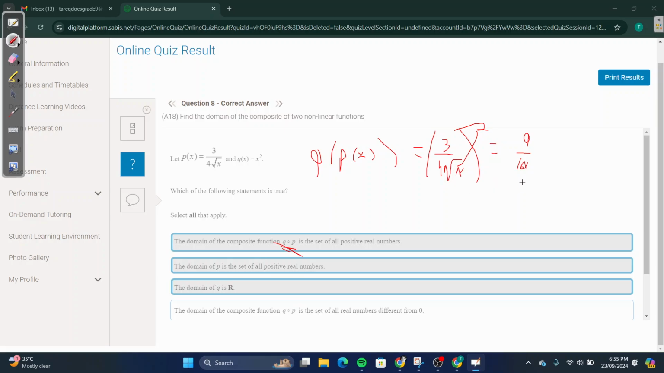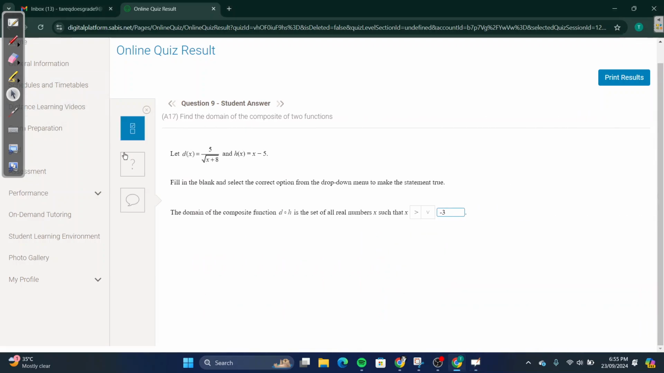Now, the domain of this: 16x cannot be 0, so x cannot be 0. But why did it say all positive numbers? 0 isn't a positive number, 0 is neutral. Because you also have to consider the domain of 4 root x as well. Again, it can't be negative or 0 because it was in the denominator. So that's how you get that.